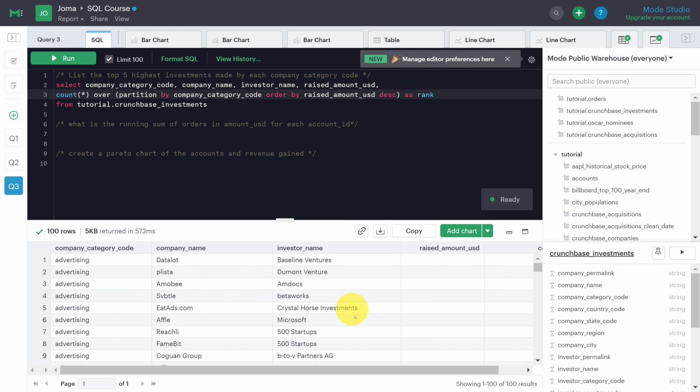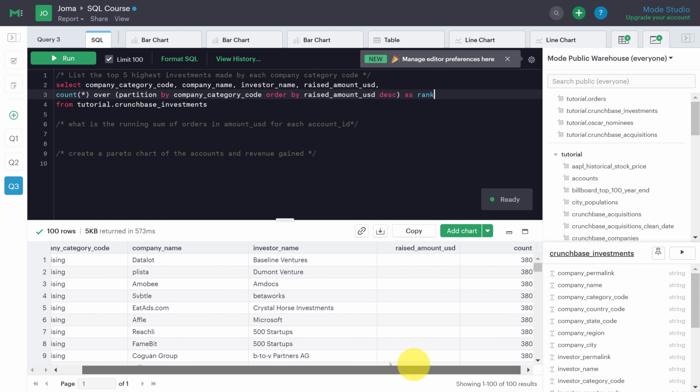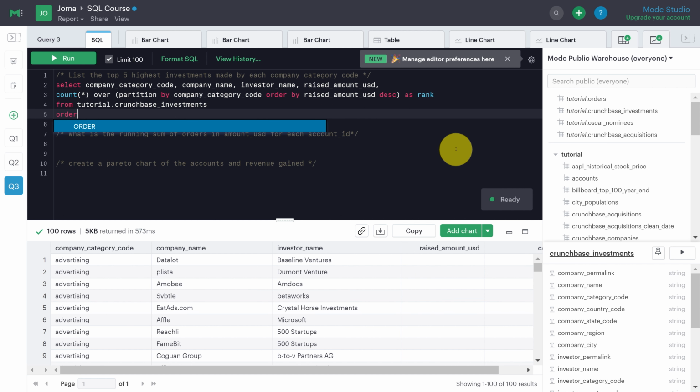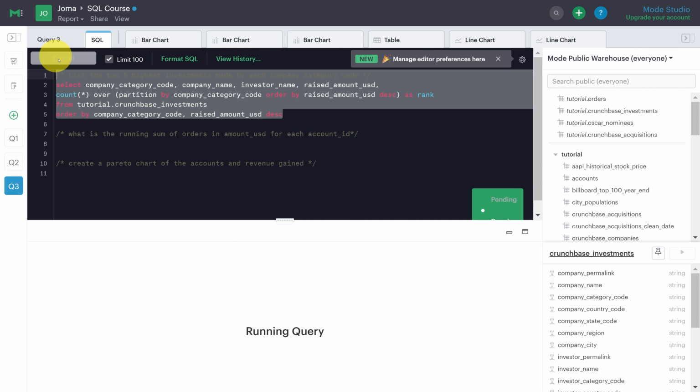As you can see, right now there's a bug, because when we partition, it treats null as a value, but I don't want that. And then the ranking continues to count, so we don't want that. What we're going to do is order by company category code so that we can easily see. We're going to order by company category code and then also raised amount USD descending. Let's run this again.